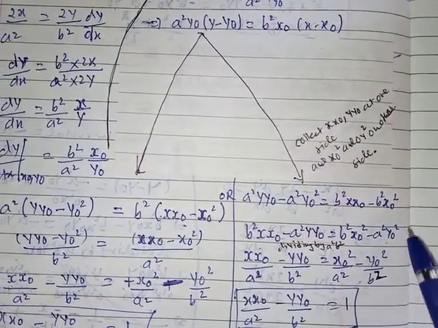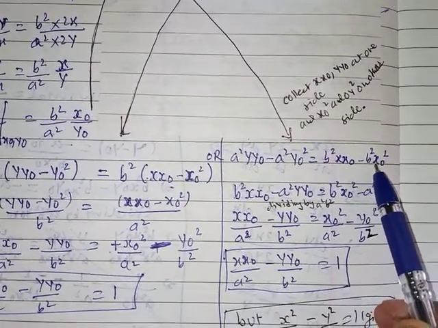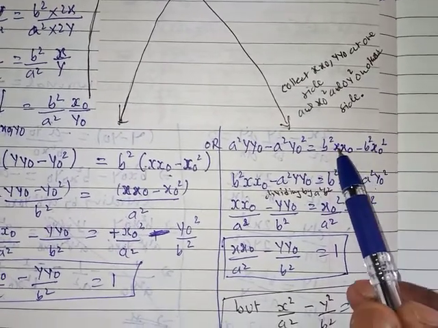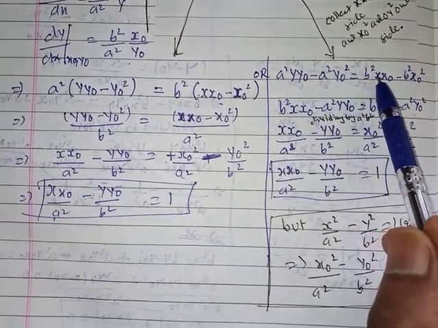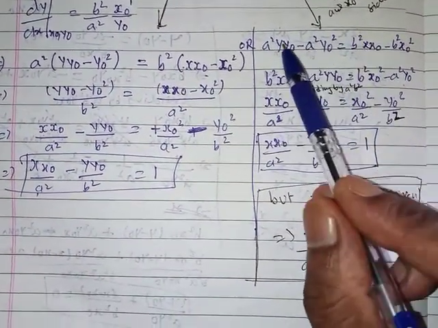So we'll collect x0 and y0 on one side and the rest on the other side. Is it? So this is what will become here. This we will bring on this side. So what will we get?